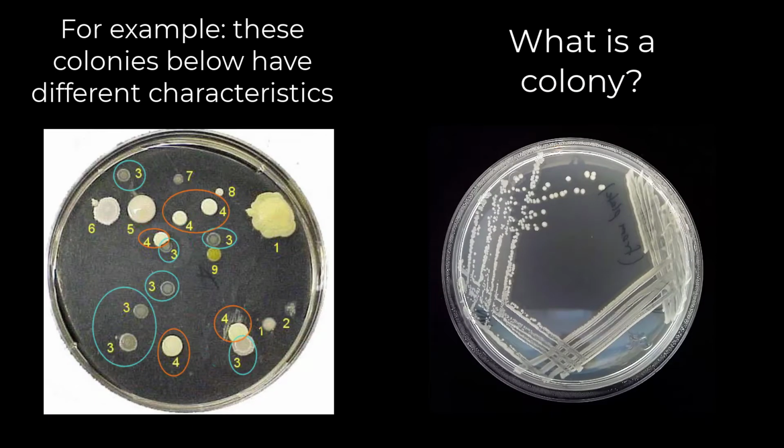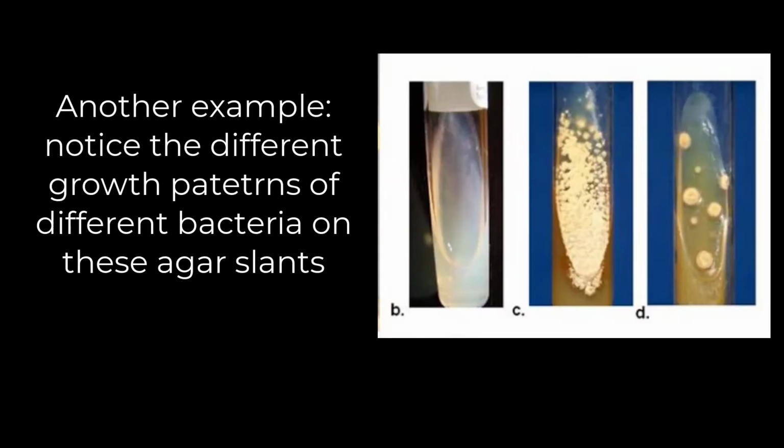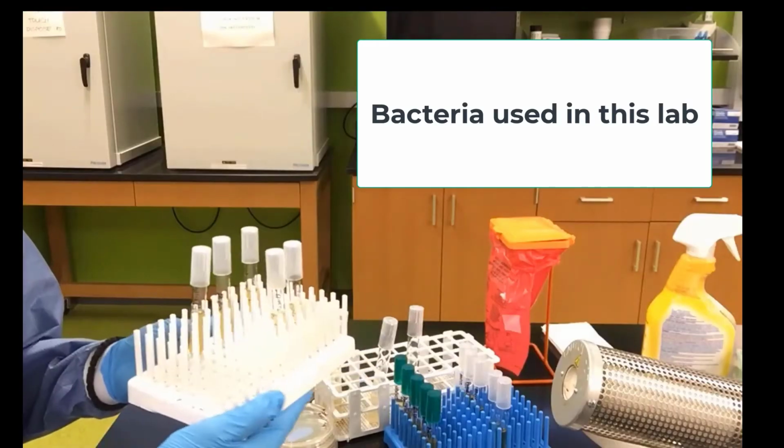Now, when we study characteristics, we look at this picture with colonies and we notice that they have different characteristics. They have different size, different color, different borders. If you're wondering what a colony is, you can look on the right side, and those little tiny dots of bacterial communities are colonies on these plates. Another example, we will notice the different growth patterns of bacteria on these Agar slants. Some will grow more like big beaded colonies, some will have smaller beaded colonies.